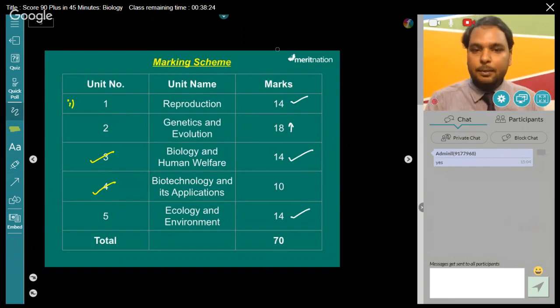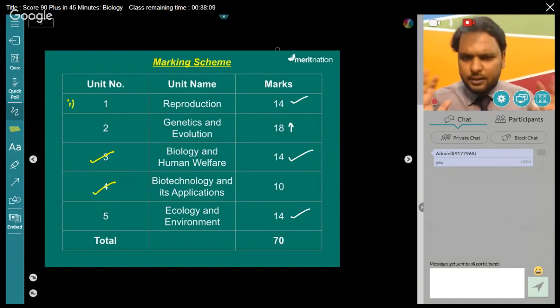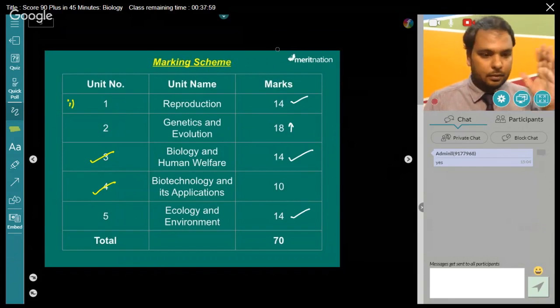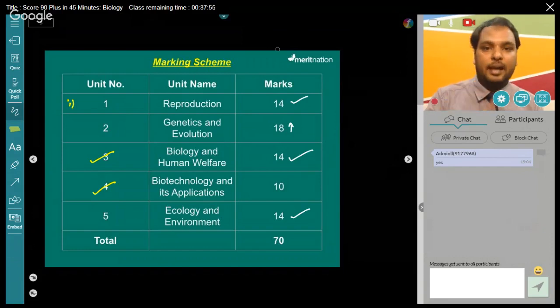So the first chapters are reproduction, biology and human welfare, biotechnology and its application, and yes, ecology also. People have this misconception that ecology and environment is very boring. Most of us think that usually. But it carries 14 marks, guys, and this is the only chapter which actually lands you in the 90s bracket. Mark my words, ecology and environment is one of the chapters which will land you in the 90s bracket. So don't lose these marks.